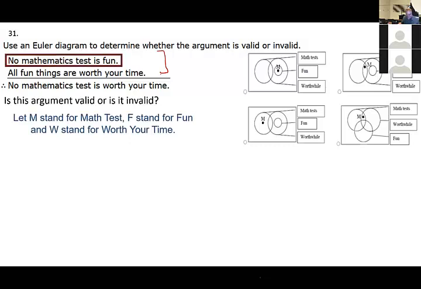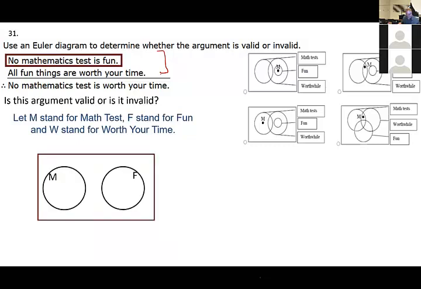I'm going to go back to that first premise. It says no math test is fun. So if you look at your circle, you can't let them overlap, but it says no math test is fun. I hope you disagree with that. And I don't know if you're going to think a math test is fun, but I guess some people might think it's fun. But that says no math test is fun. So that means the math test circle and the fun circle cannot overlap at all. They've got to be completely separate. So that's how you draw that.